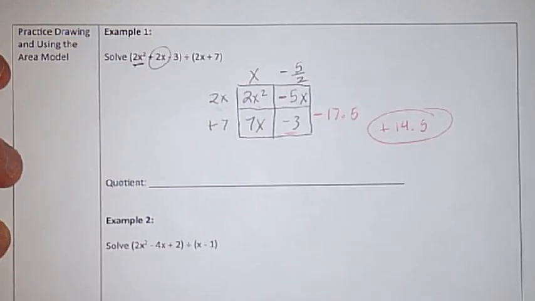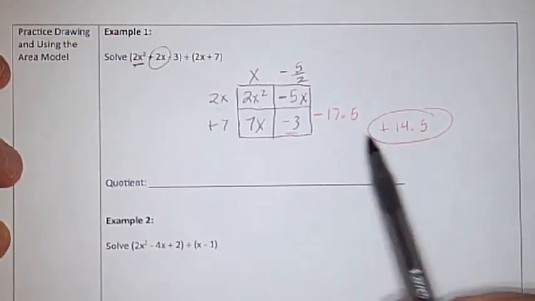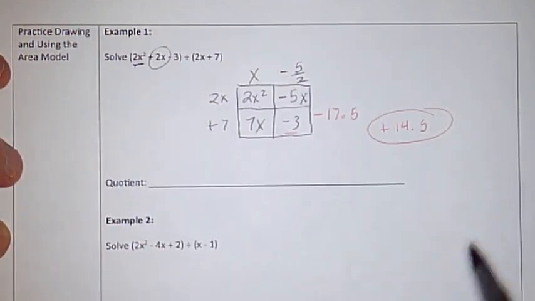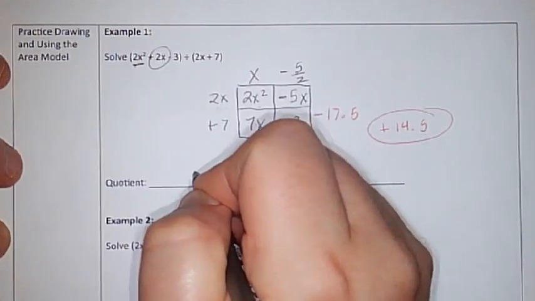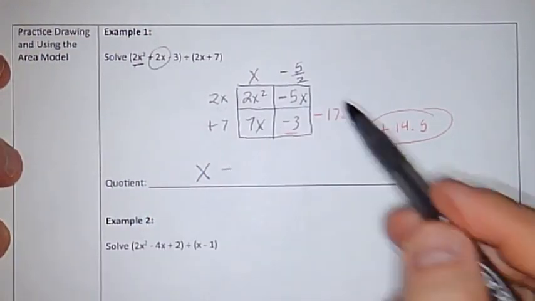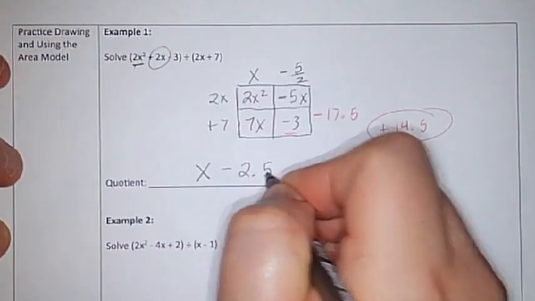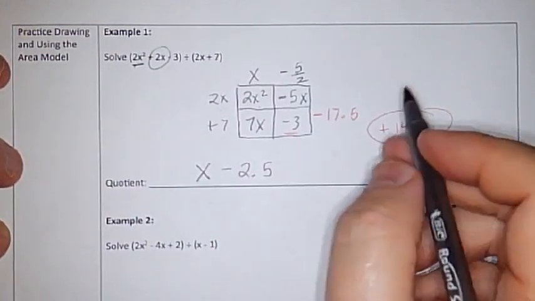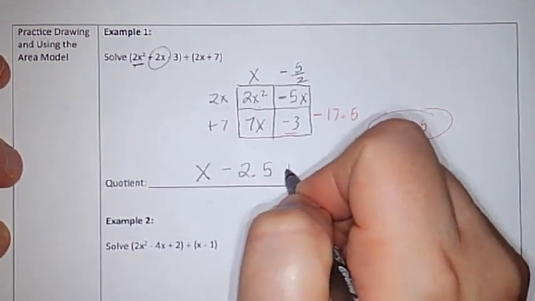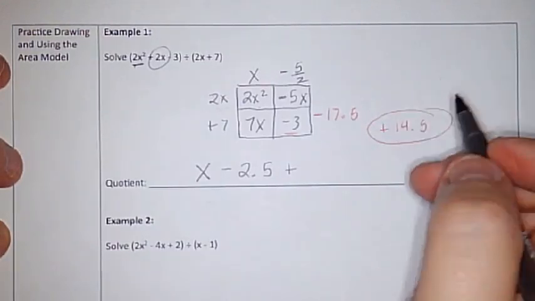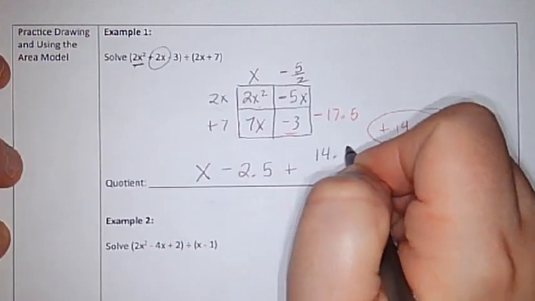So when I write my quotient, I'm going to say it is x minus 5 halves. I might write that as x minus 2.5 plus 14.5 over 2x plus 7.